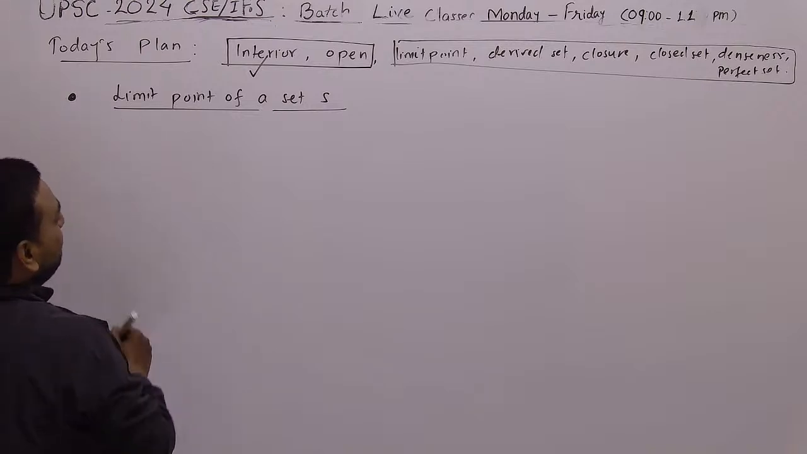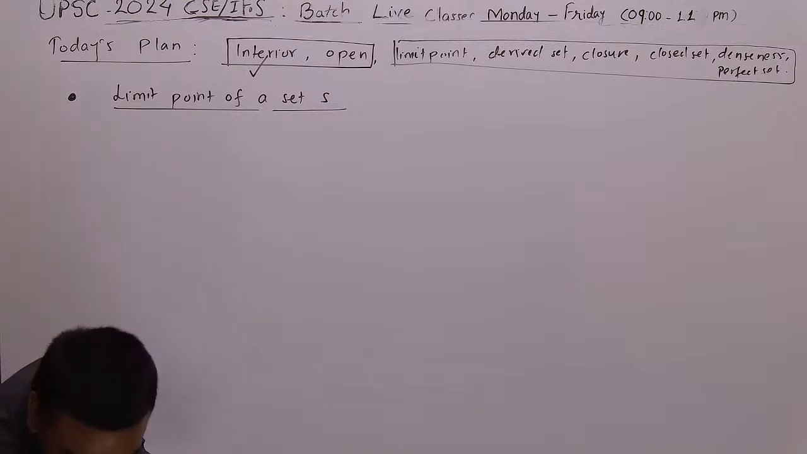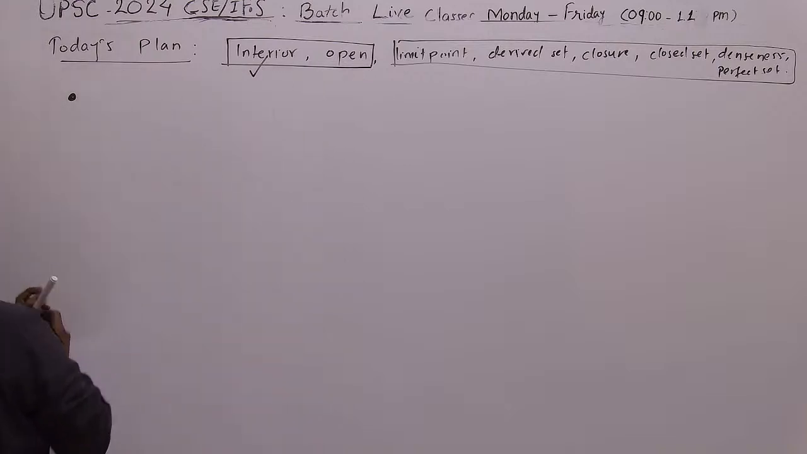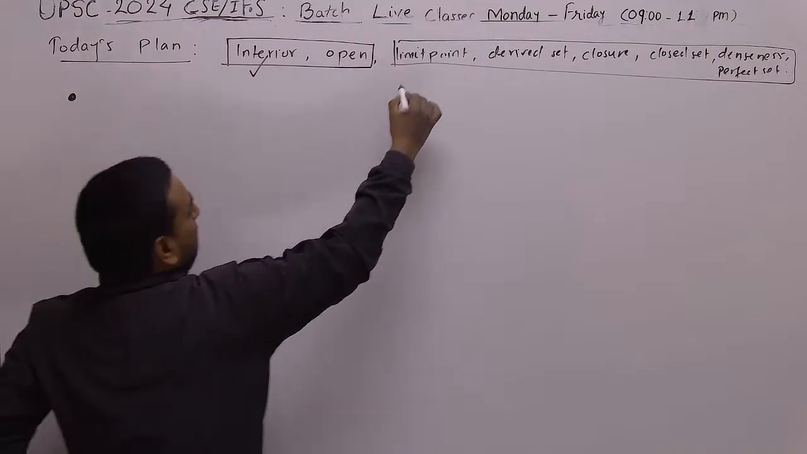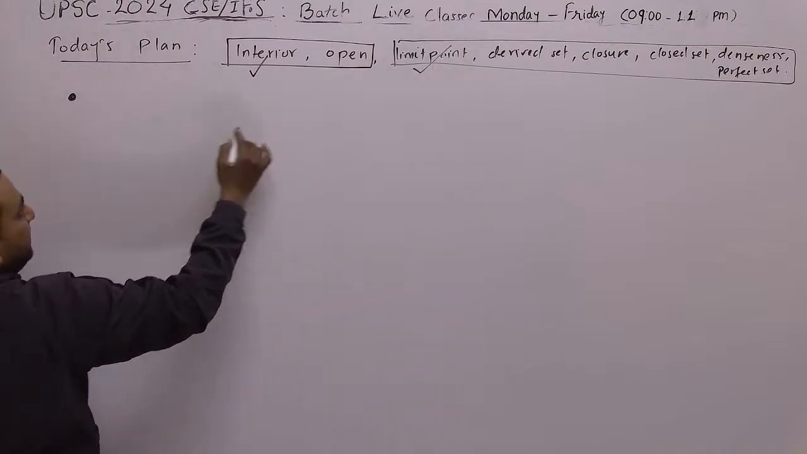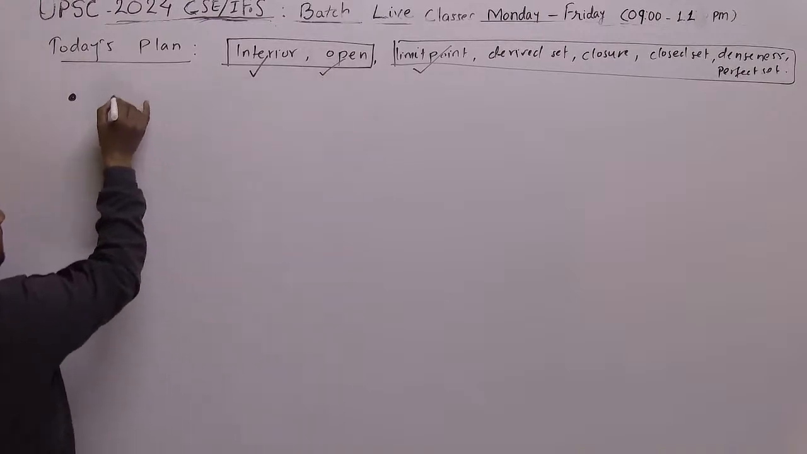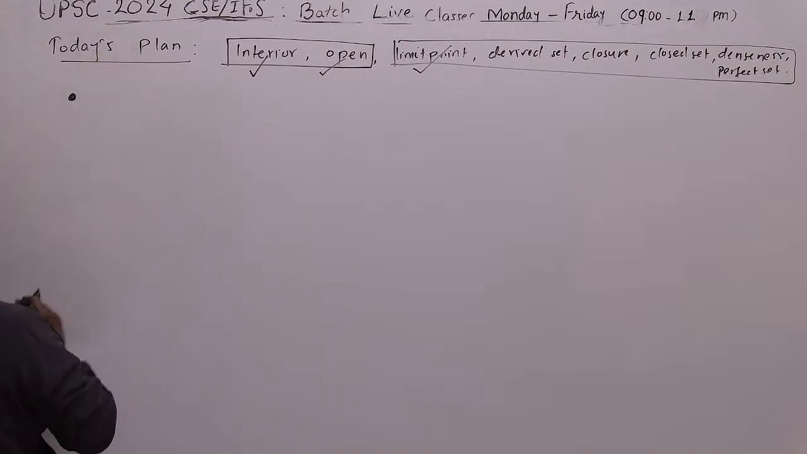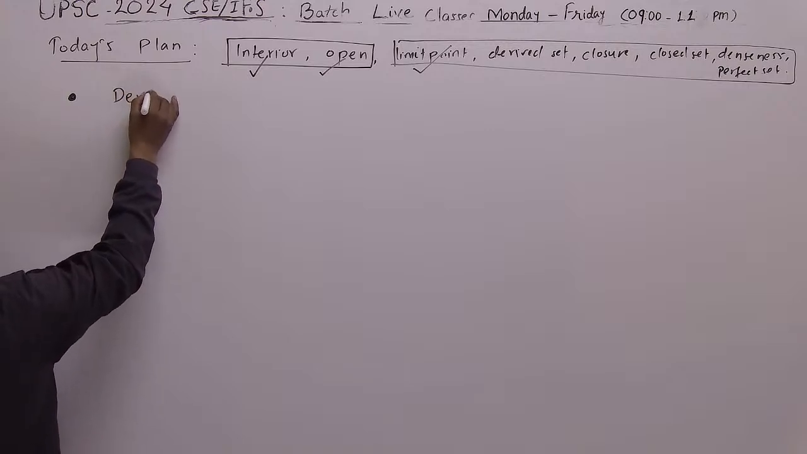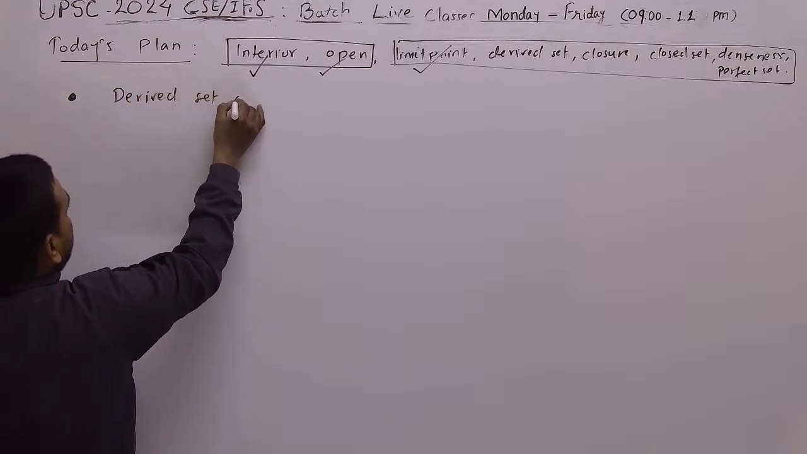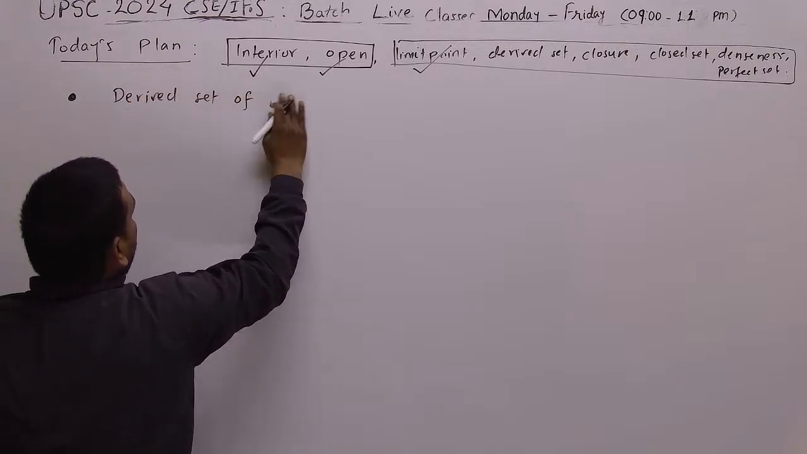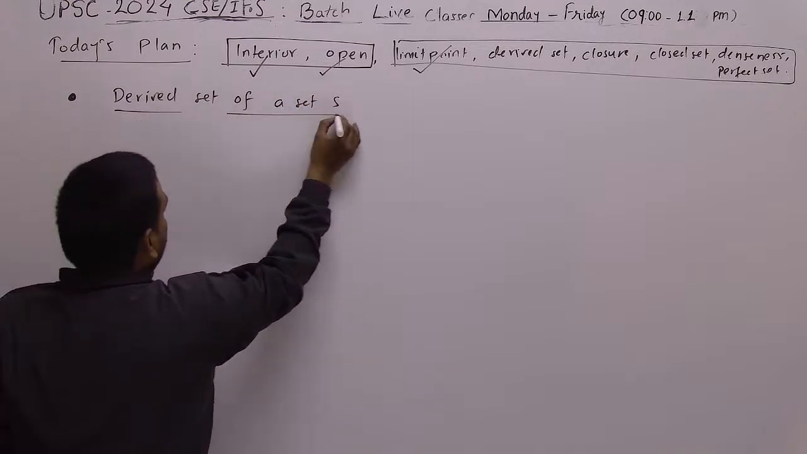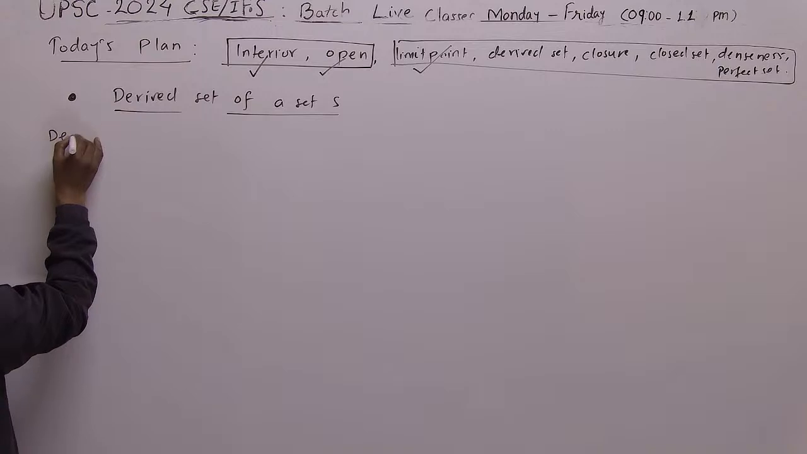Don't write unnecessary things. Next heading please: the limit point is done, now the derived set. Write down please, write the heading please: derived set of a set S. It's nothing much, just a one-liner now.